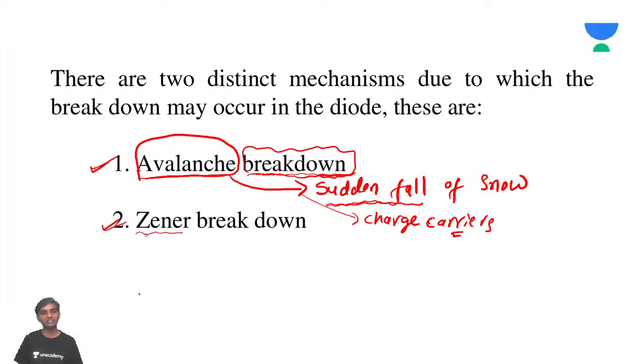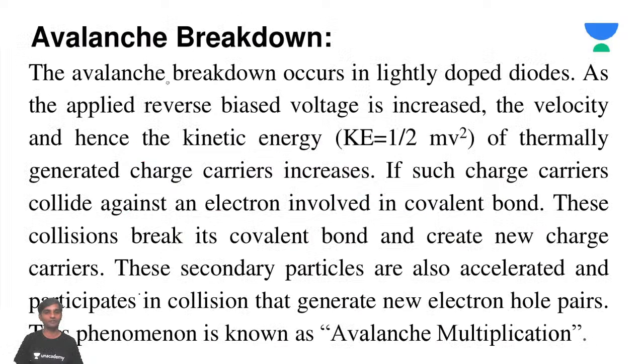We will see what Zener is also. Zener is a scientist's name. So these two mechanisms, one is called the avalanche breakdown mechanism and the second is called the Zener breakdown mechanism. Now we will see what avalanche breakdown means. Avalanche breakdown occurs in lightly doped diodes. Remember this, lightly doped diodes.